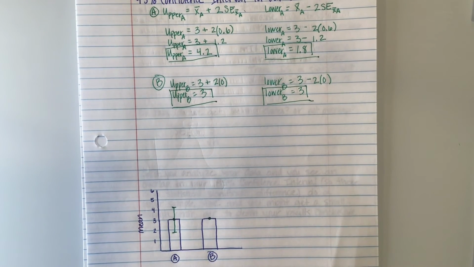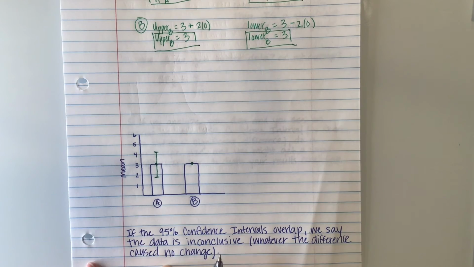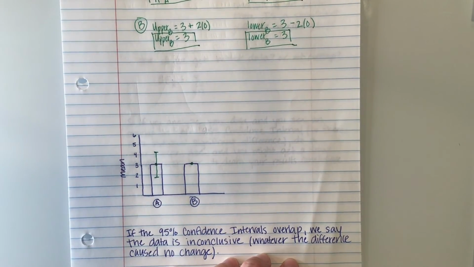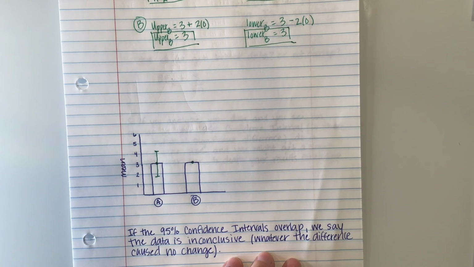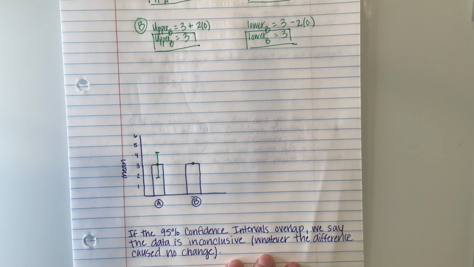So what does this mean to us, right? Well, if the 95% confidence intervals overlap, we say that our data is actually inconclusive. And what that means is, whatever we did, say we added fertilizer to one group and no fertilizer to the other group, it didn't cause a difference. If any area of these error bars cross over each other, we can't say that whatever our independent variable is had any statistically significant difference on our data. We can't say with confidence, if you will, that it caused a change, right?